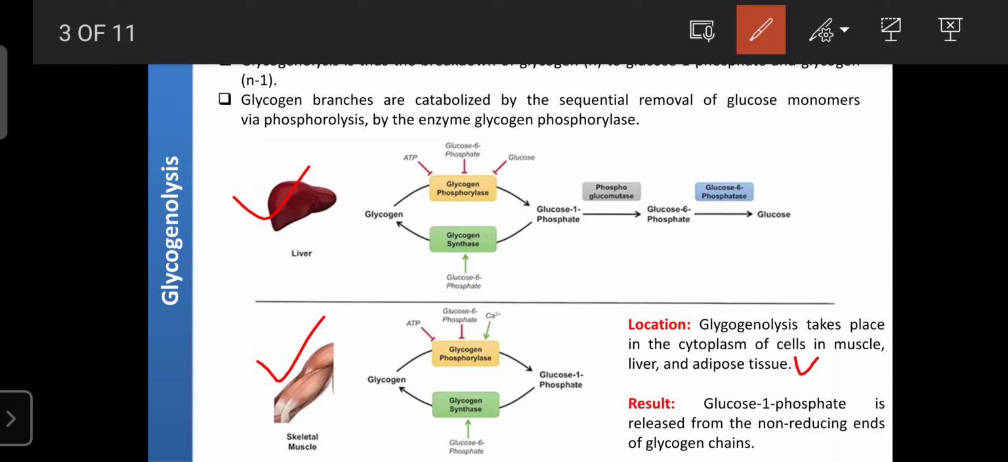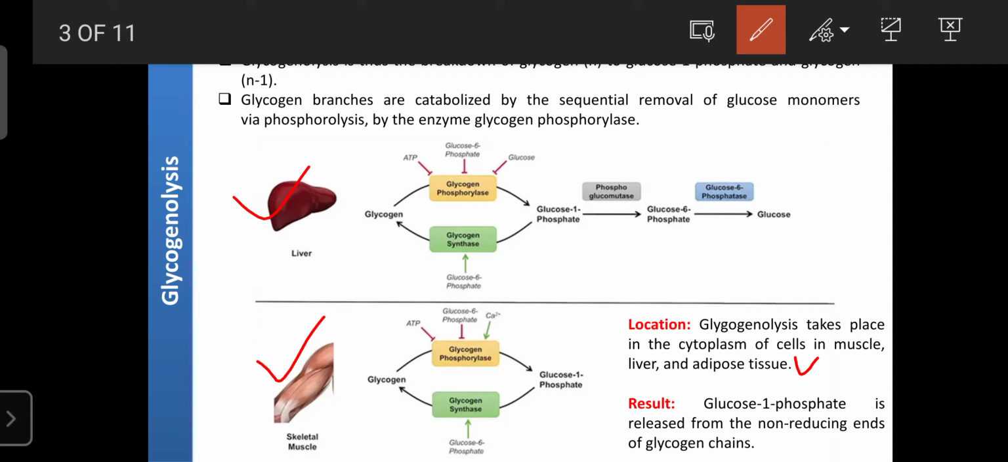In the muscles and the adipose tissues, glycogenolysis is responsible for continuously supplying the ATP for contraction and relaxation of the skeletal muscle. But when glycogenolysis occurs in the liver, that process helps to maintain the sugar levels, because it can provide a source of glucose.